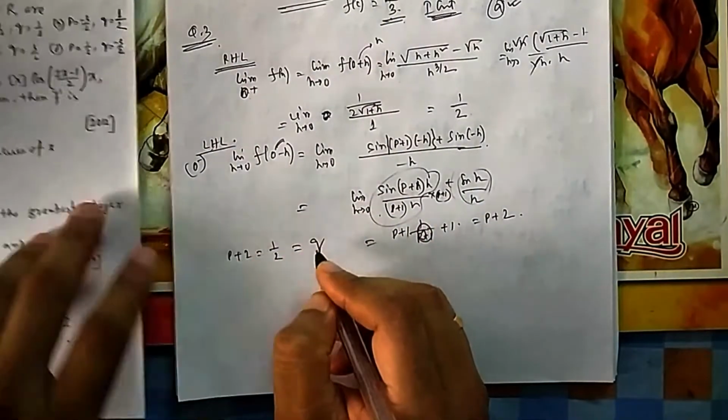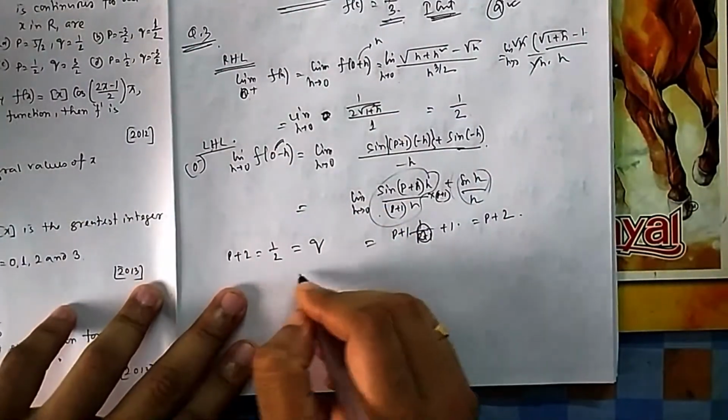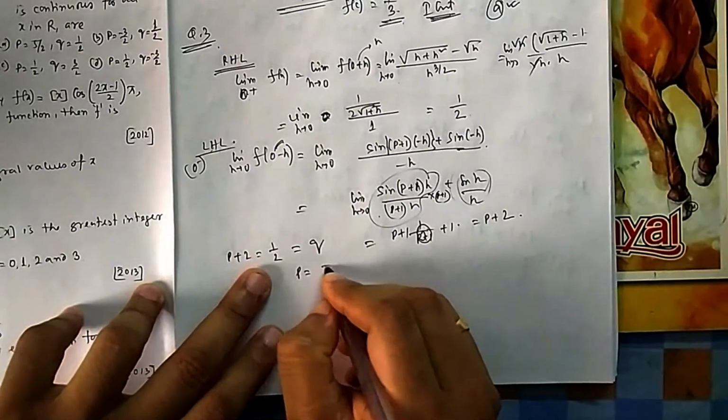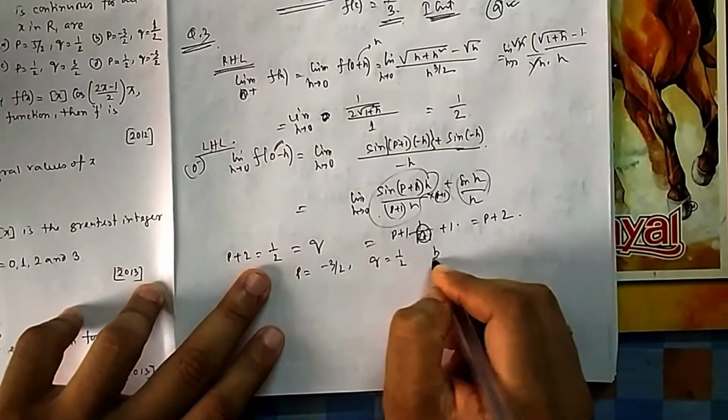that should be equal to f0, which is q, so all three should be equal. From here you can calculate, your p will be equal to minus 3 by 2 and q is half, that is your option B.